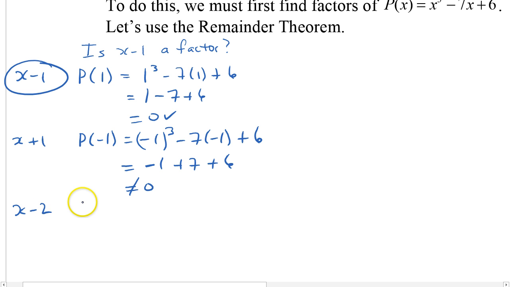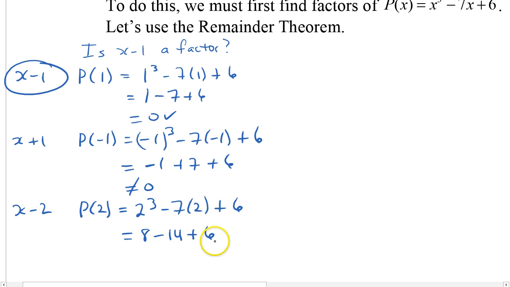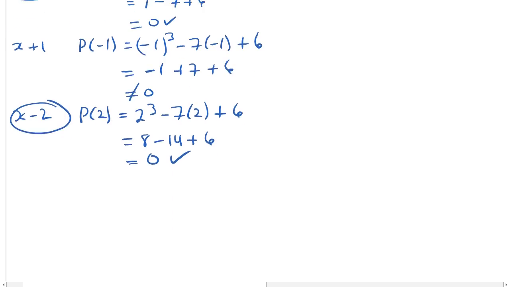So I'll be plugging in a 2. P of 2 is going to be equal to 2 cubed minus 7 times 2 plus 6. So here I get an 8 minus 14 plus 6. Hey, that looks pretty good. 14 minus 14, so I get a 0. So here is my second answer.